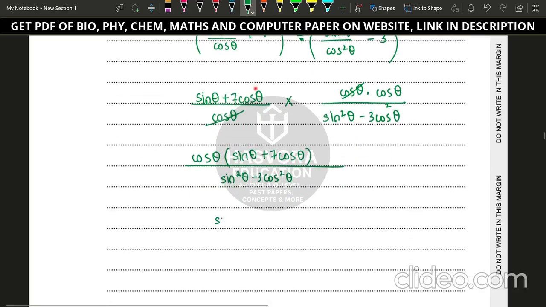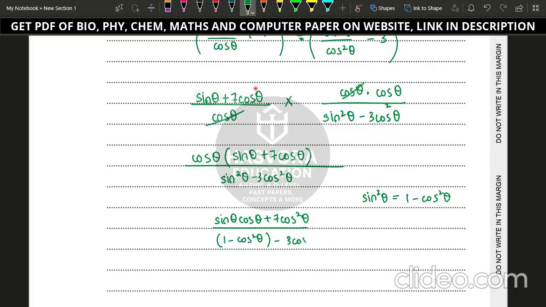Then this will open up to sin theta cos theta plus 7 cos square theta. Cos into cos is cos square theta, and now I can write sin square theta is equal to 1 minus cos square theta, because we know that sin square theta plus cos square theta is equal to 1, so I can just rearrange that. So it becomes 1 minus cos square theta, minus 3 cos square theta.